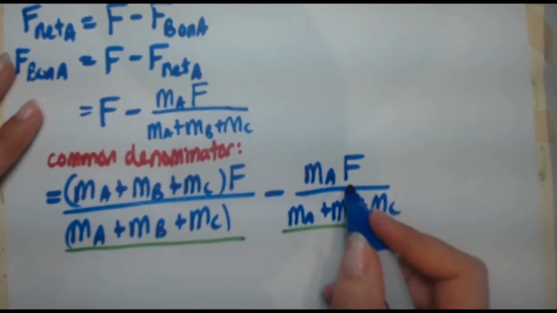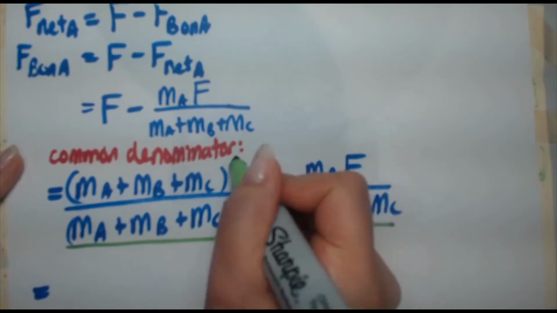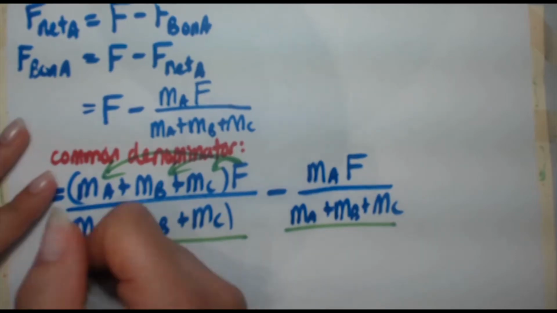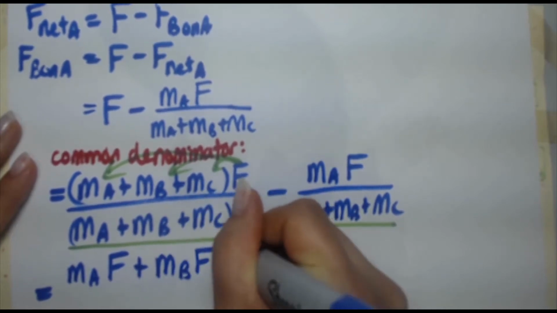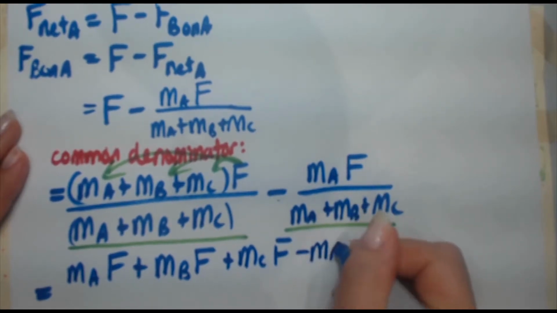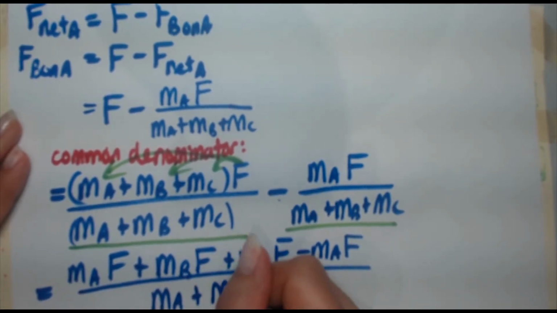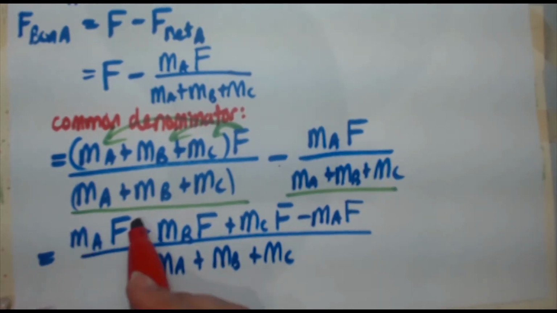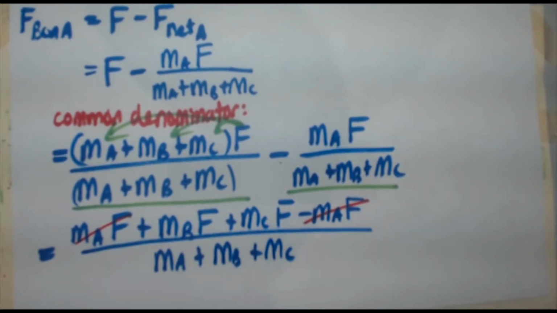The numerator, I'm going to simplify too as I combine the denominator. So in order to simplify the numerator, I need to expand, right? I've got an F out front, so this gets multiplied to every term inside. So we get m_A F plus m_B F plus m_C F. And then you see that minus there? It's going to be minus m_A F, all over the common denominator of m_A plus m_B plus m_C. So we've got a positive m_A F here and a minus m_A F here. Those two cancel out, become 0.